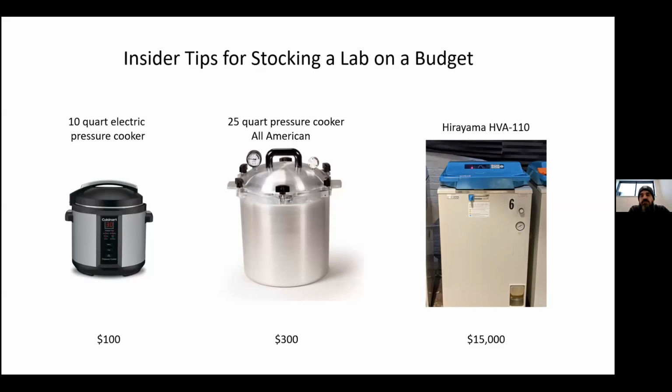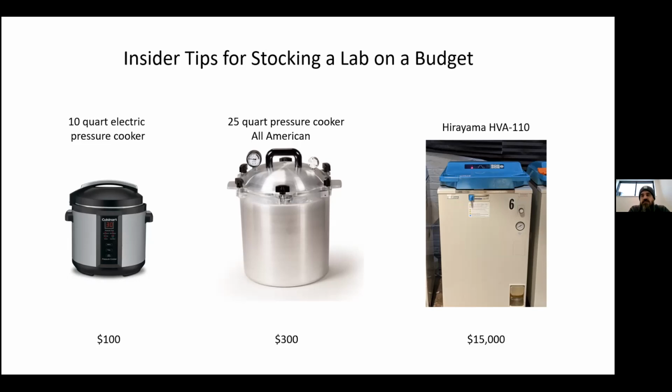But it's an expensive device, $15,000 for that. If you do a lot of autoclave analysis or searching, they can get much more expensive than that. They're very, very expensive things to have around. But if you're doing small scale sterilization of media, you can do this in a pressure cooker.